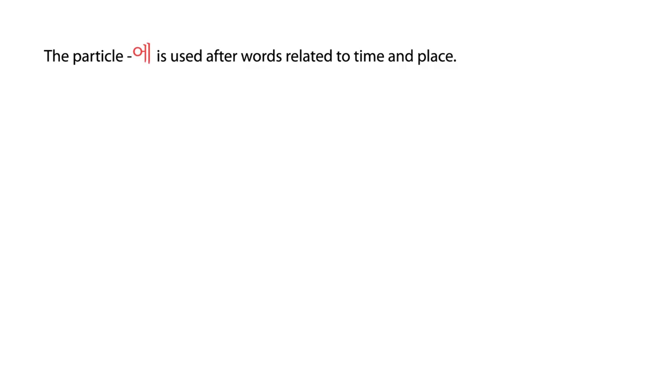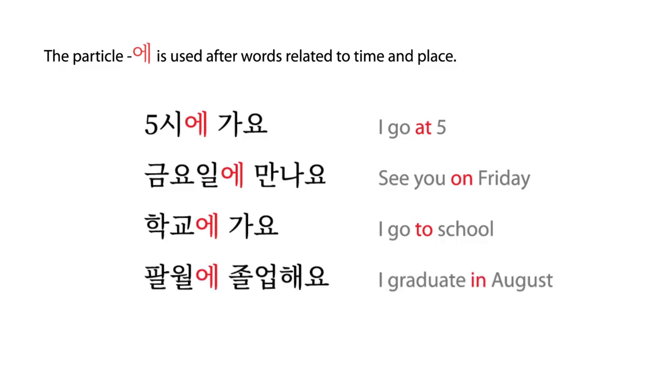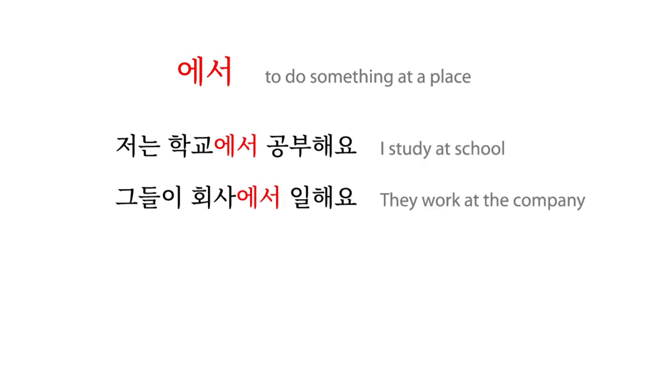A time and place particle. The particle 에 is used after words related to time and place. 5시에 가요. 금요일에 만나요. 학교에 가요. 8월에 졸업해요. To say that you do something at a place, you put 에서 after the place. 저는 학교에서 공부해요. 그들이 회사에서 일해요.